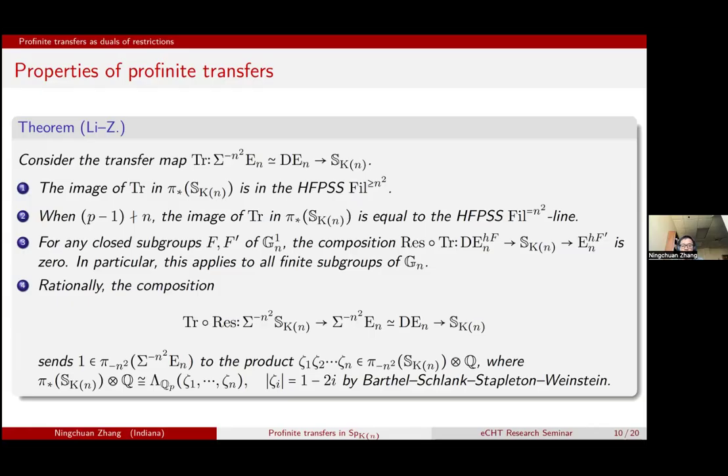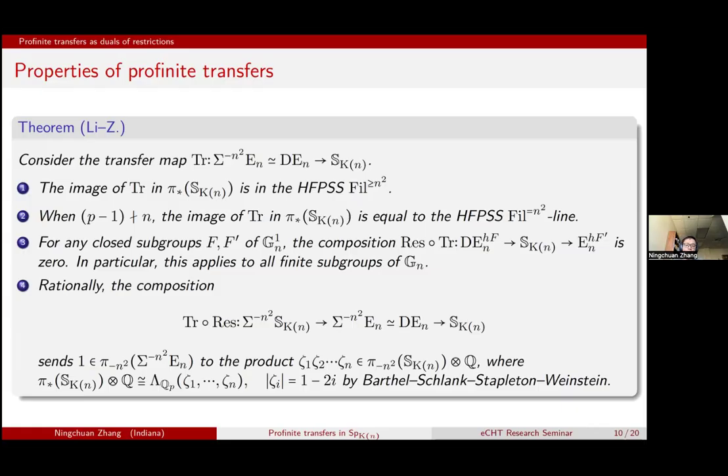Then it turns out this is sort of a Poincaré duality map, in the sense that it sends one in the homotopy source to the product of this exterior algebra generator of the rational homotopy group of the K(n)-local sphere, computed by Barthel, Schlank, Stapleton, and Weinstein.